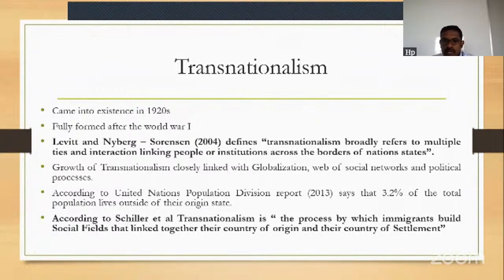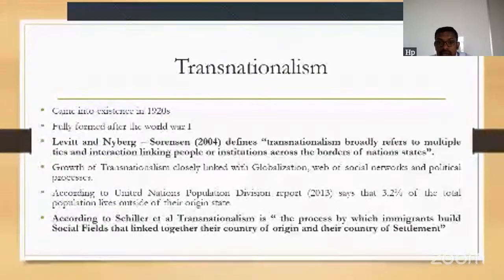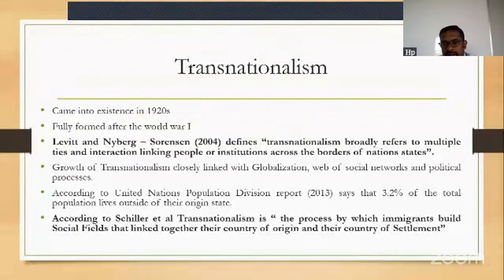It's a process by which immigrants build social fields that link together their country of origin and the country of settlement. So how are they building the social fields? When you say social fields, connectedness, linking with the home country.